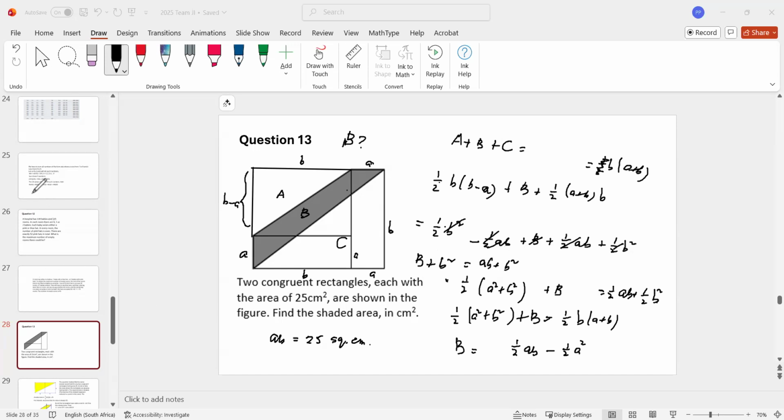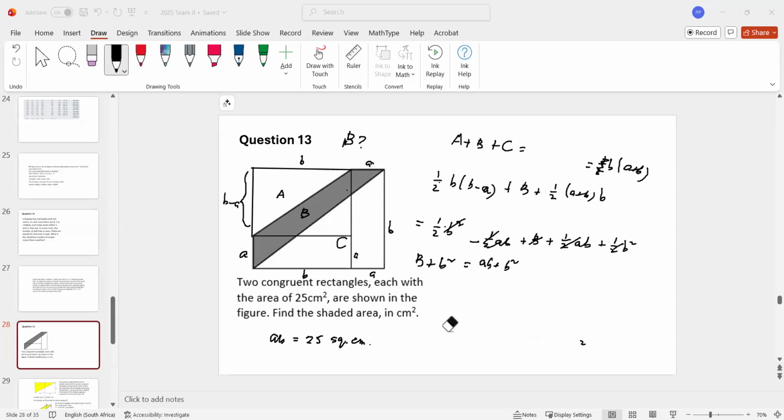Let me just take out all this other stuff here. I seem to have made some wrong calculations here somewhere. So this is what I've got. And now, therefore, B is equal to AB. And AB is 25. Beautiful.